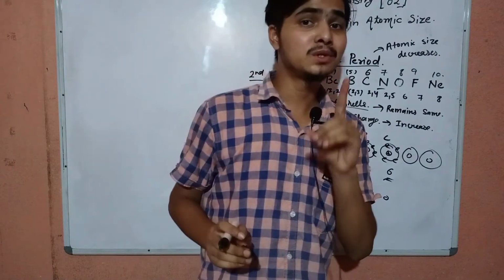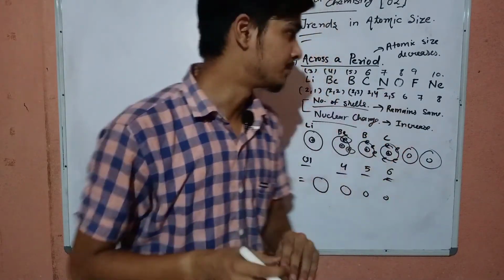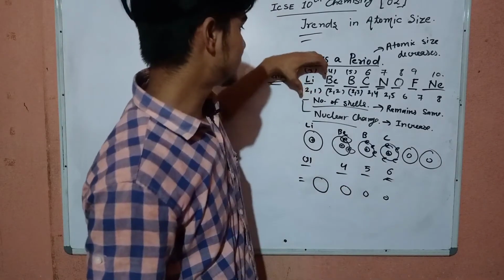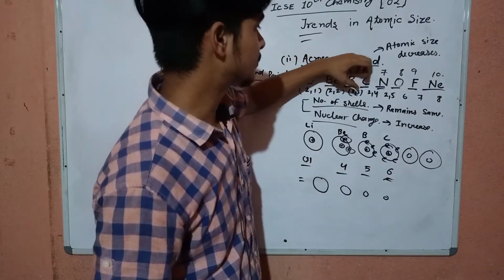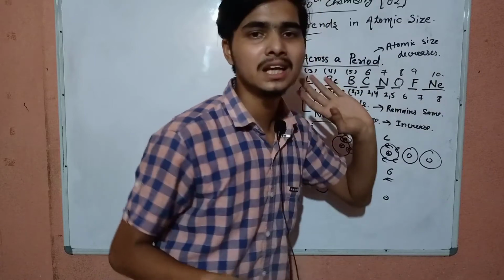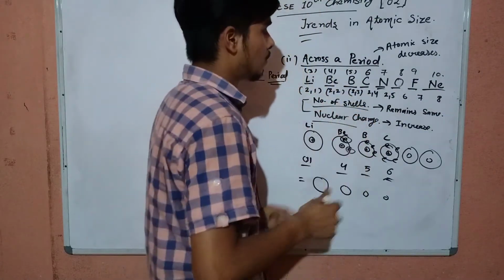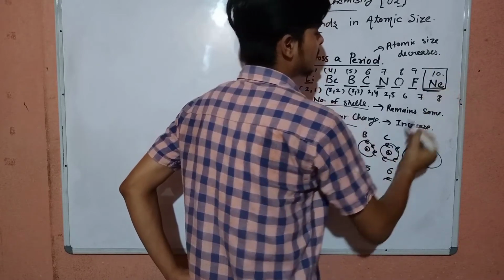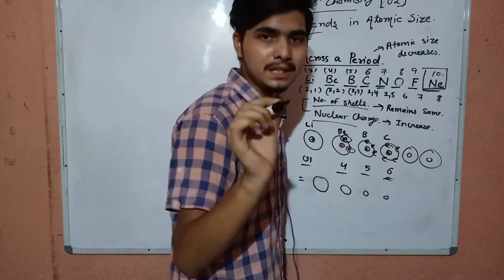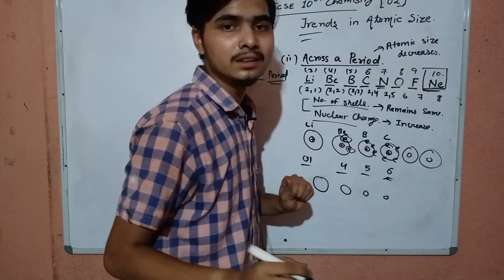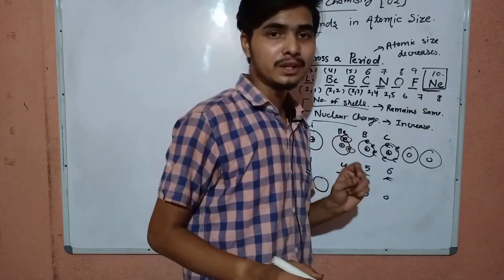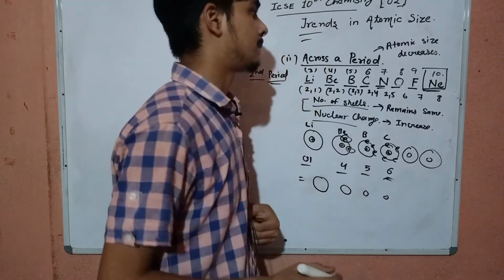But don't go anywhere, because here is one huge surprise for you. The surprise is that you were thinking that okay, the size is this big, now it will get smaller, more smaller, smallest and smallest. Okay, what happens is that the size of neon is a little bigger than fluorine. The size of neon is a little bigger than fluorine. Now let us understand why it happens.